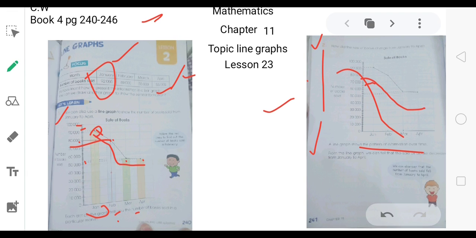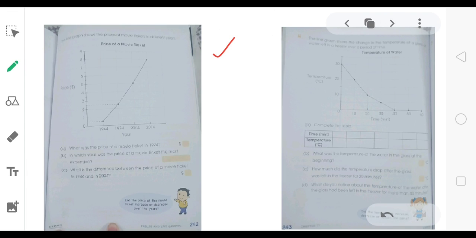Now come to the next page, page 242. This one, what is the person saying? The line graph shows the prices of movie tickets in different years. Now again they have taken price on the vertical side and the years on the horizontal side. Is it clear? Again they have taken 1, 2, 3, 4, 5, 6, 7, 8, 9. In 1944, look at over here, 0 to 1. Where did they put the dot? In 1944, it's between 0 and 1. It means this one is 0.5, or half.